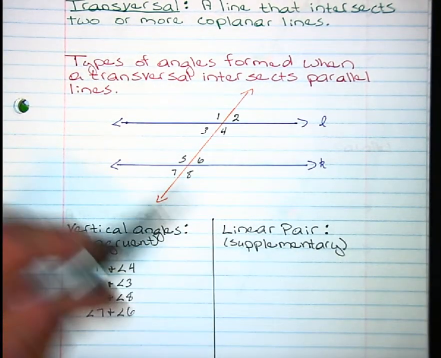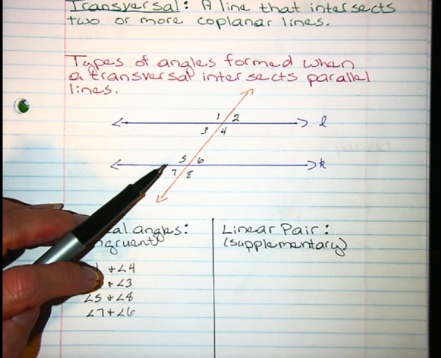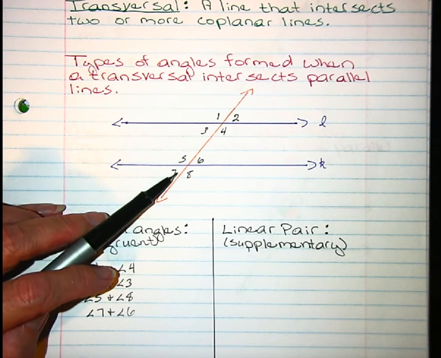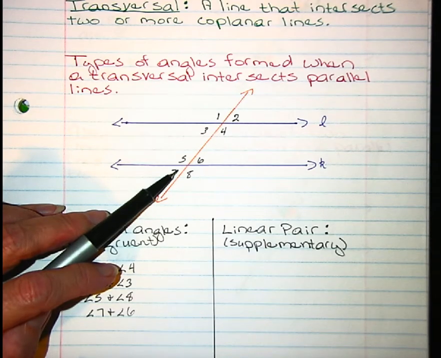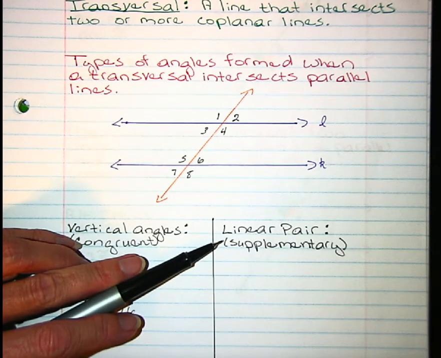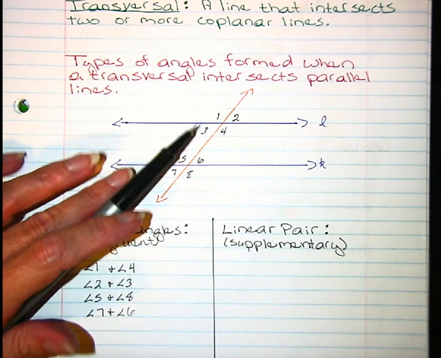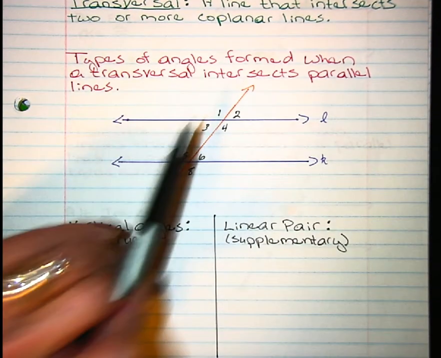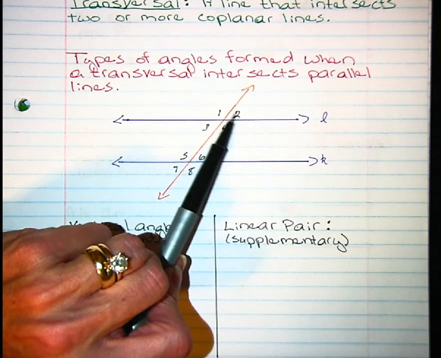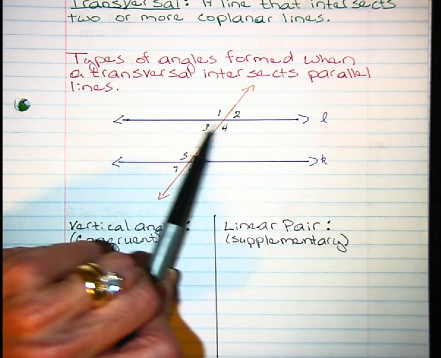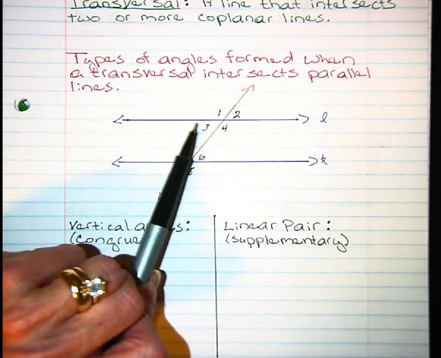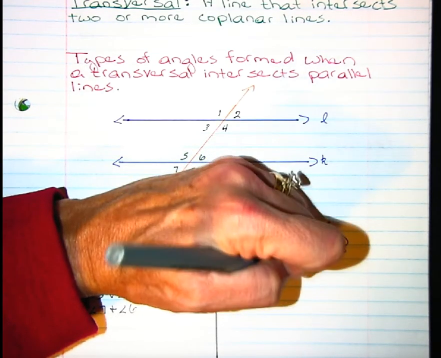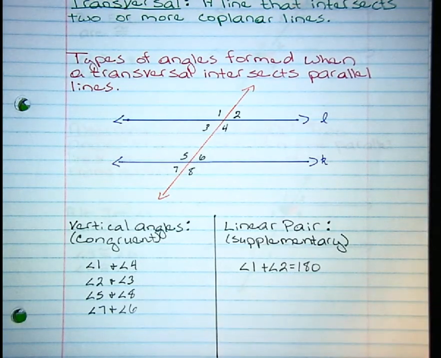All right, let's make sure that we understand what linear pairs are. Linear pairs are two adjacent angles whose non-adjacent sides form a straight line, or you could say opposite rays. Linear pairs are always supplementary, and there are many linear pairs that are created by this transversal and these two parallel lines. So let's just look at some. Angle 1 and angle 2, if I add those together, they create straight line L. So those are supplementary. So angle 1 plus angle 2 equal 180 degrees. Remember, supplementary means 180 degrees.